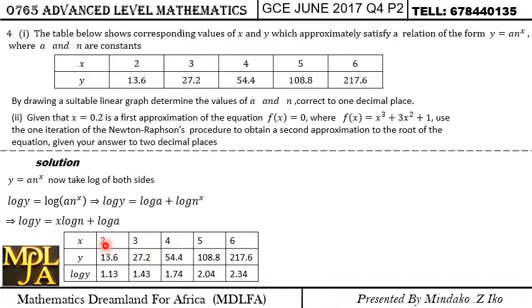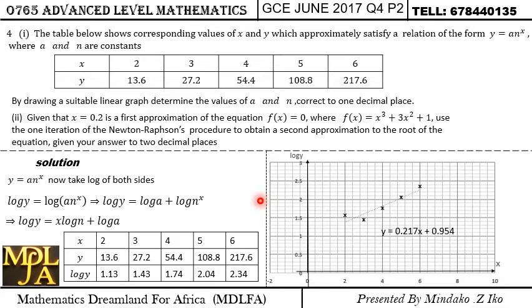We are plotting a graph of log y against x with intercept log a and gradient log n. This topic is actually very important. It always comes up, this graph stuff, so it is very important. All right, let's continue. Now this is a graph. I've already plotted a graph.